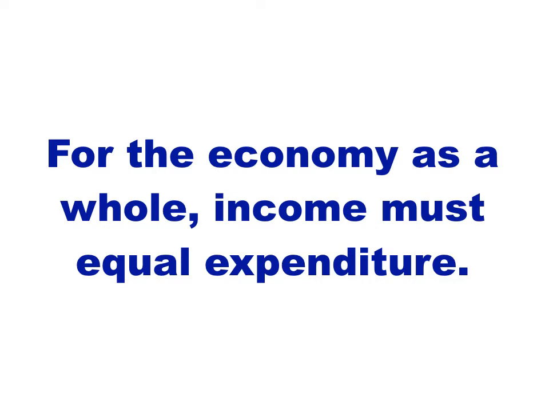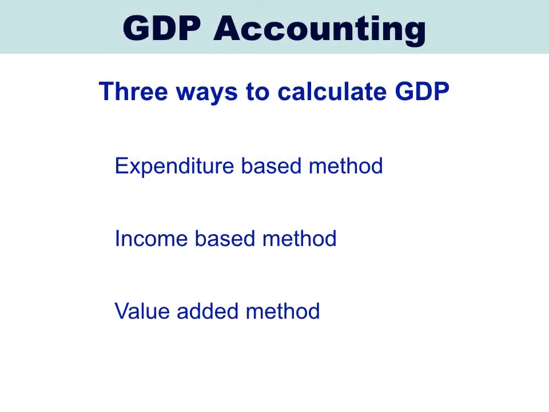We know that income must equal expenditure. We learned this with the circular flow diagram, that if I spend money, all of that expenditure is going to turn into somebody's income. This leads us to 3 ways of calculating GDP. We can use the expenditure-based method, or the income-based method, or the value-added method.